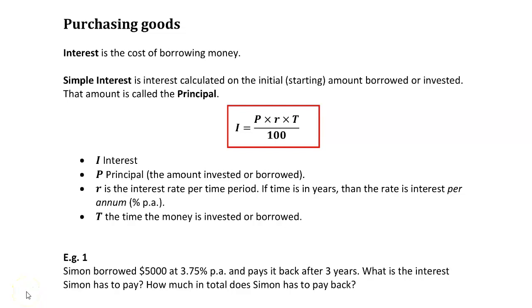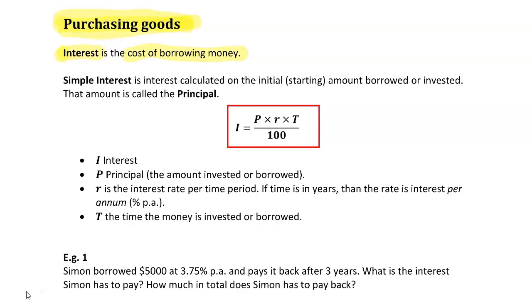So let's talk about purchasing goods, our first topic in financial maths. Now, interest, we talk a lot about interest. That is the cost of borrowing money. So whenever you borrow money, there's a cost incurred. So that's if you borrow it, or you can earn it if you invest it. That's the cost the bank has. But interest, I want you to think about this, is the cost of borrowing money.